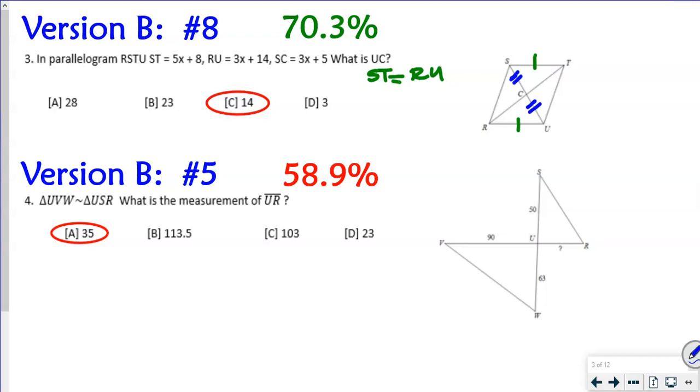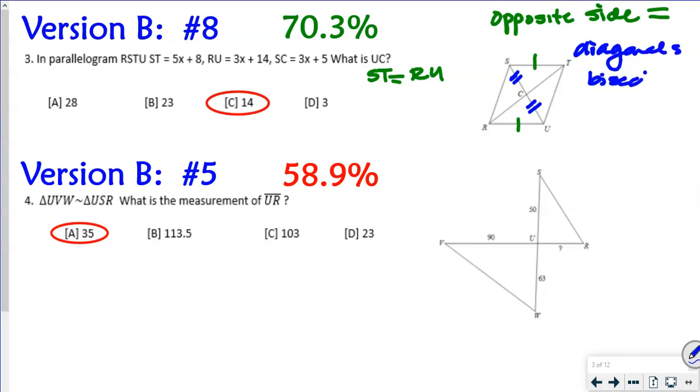So for the green part here, actually let's do it in the same color. Opposite sides are congruent, right? So opposite sides are, we'll just say equal. How about that? And then you should know that diagonals bisect each other, so we're going to write diagonals bisect each other. Okay, so what does that mean? That means ultimately that SC is going to be equal to UC, right?